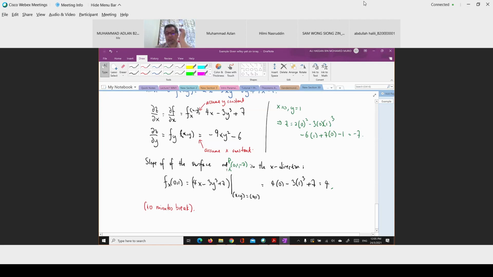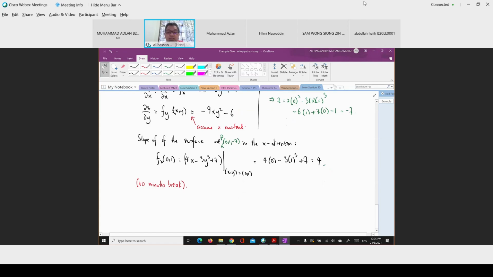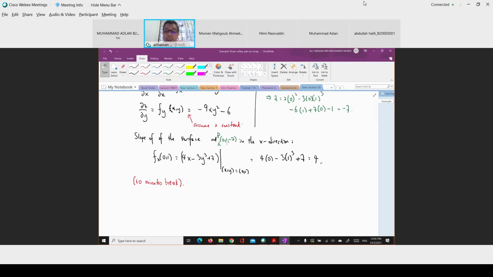So the slope at the point P on the surface in the x direction is positive. 4 is positive here. So that means the slope is increasing in the x direction. At the point P, the slope is increasing in the x direction. So we can say that this is greater than 0. So geometrically, we can say that the slope is increasing at the point P in the x direction.